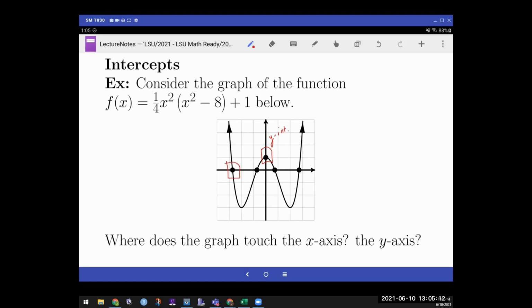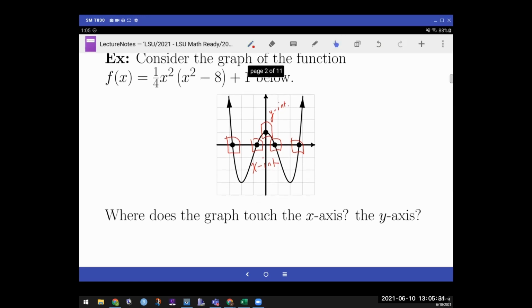And we have x-intercepts. All of those are x-intercepts. Now, what are they? These are points on the graph where the graph is actually touching one of the axes. And so here's the actual function. You don't need to know that, but that's the function whose graph we're looking at right here.